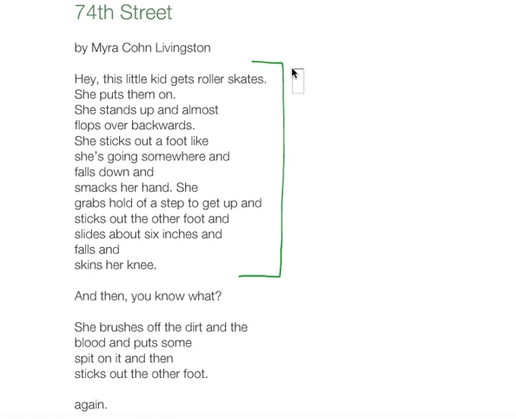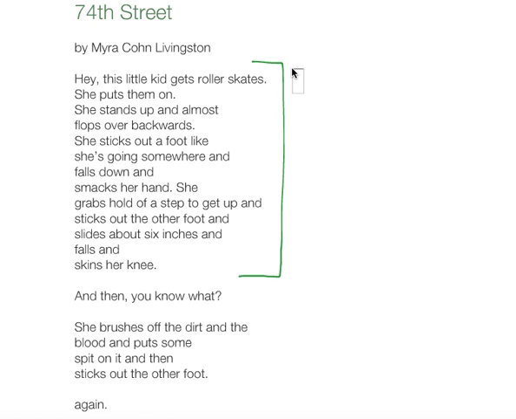74th Street by Myra Cohn Livingston. Hey, this little kid gets roller skates. She puts them on. She stands up and almost flops over backwards. She sticks out a foot like she's going somewhere and falls down and smacks her hand. She grabs hold of a step to get up and sticks out the other foot and slides about 6 inches and falls and skins her knee.